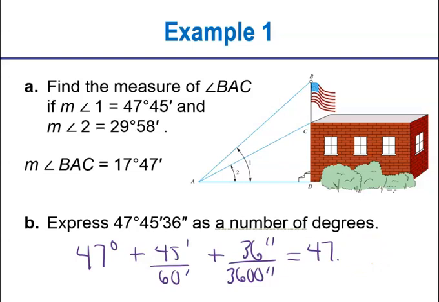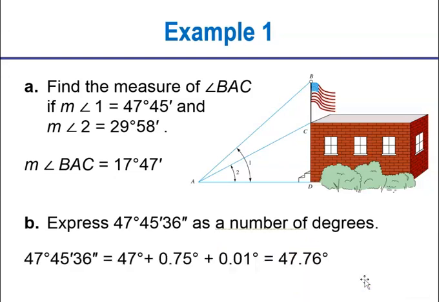I don't need the 0 there, I just need the 0.75. And then 36 divided by 3,600 is 0.01. And that's going to give me 47.76 degrees. If I look at the typed up version, there it is right there. So again, to change minutes to degrees, we divide by 60. To change seconds to degrees, we divide by 3,600.